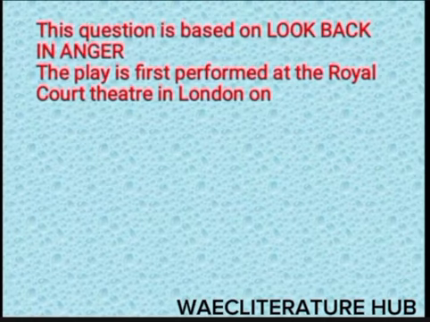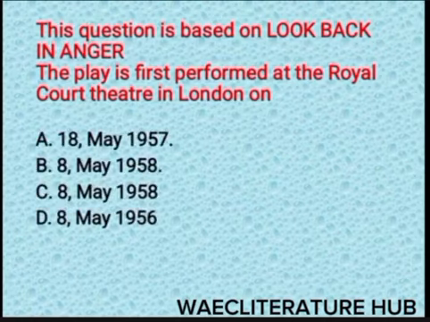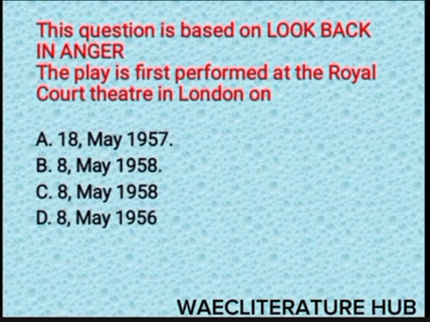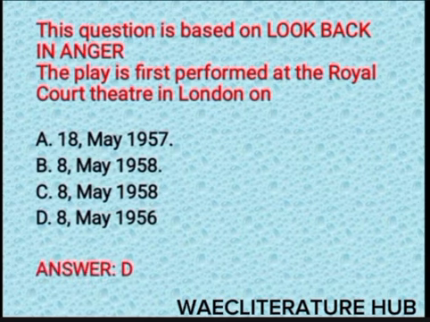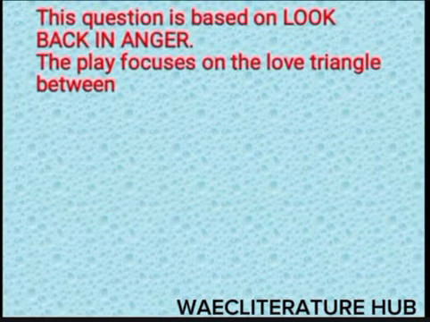This question is based on Look Back in Anger. The play was first performed at the Royal Court Theatre in London on: A, 18th May 1957; B, 8th May 1958; C, 8th May 1958; D, 8th May 1956. And our answer is D, on the 8th of May 1956. That was the first time it was performed at the Royal Court Theatre.